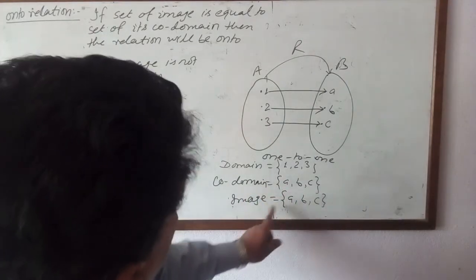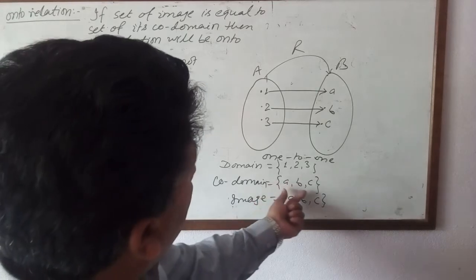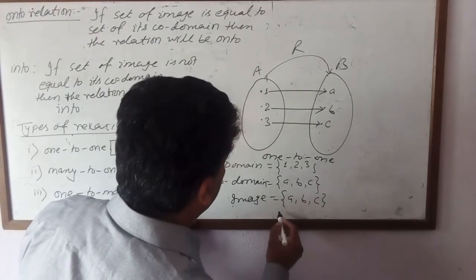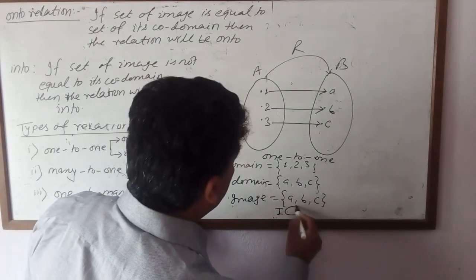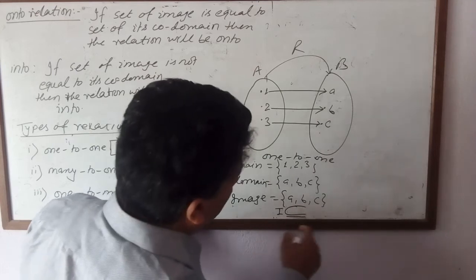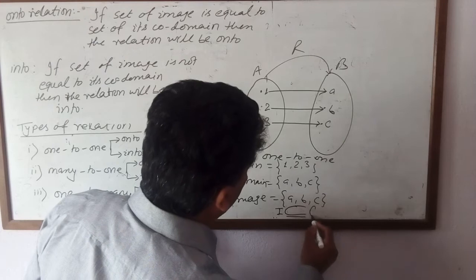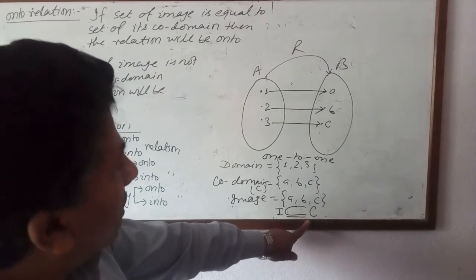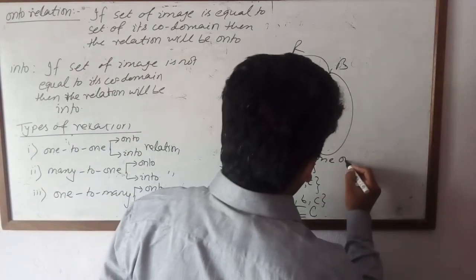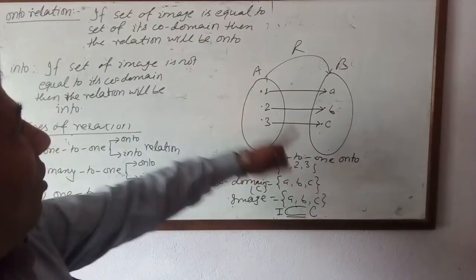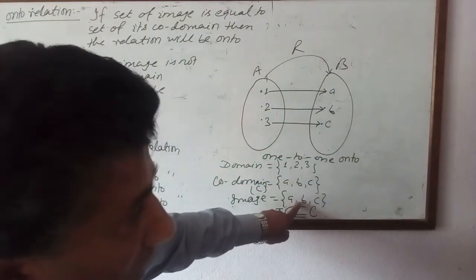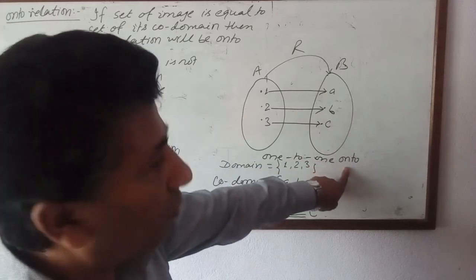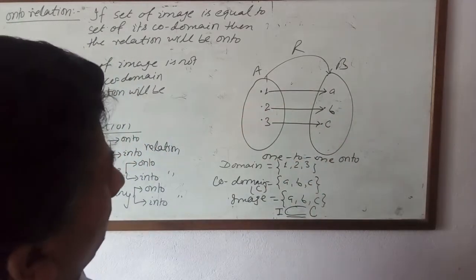Now the codomain set and the image set are equal. Codomain ABC, image also ABC. Equal means improper subset: the image is an improper subset of the codomain. That's why this is a one to one onto function. If the image set is not equal to its codomain, then the relation will be into, not onto. Now this one is an example of an onto function.